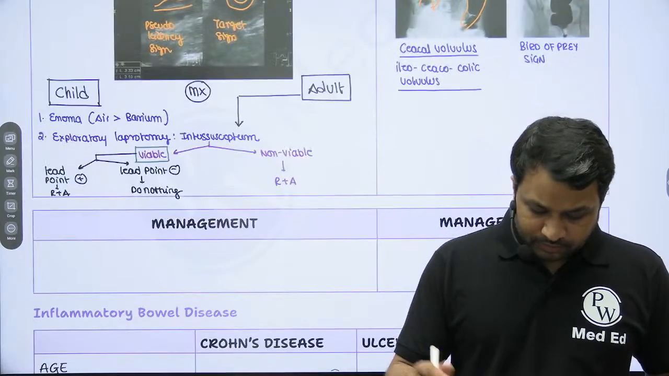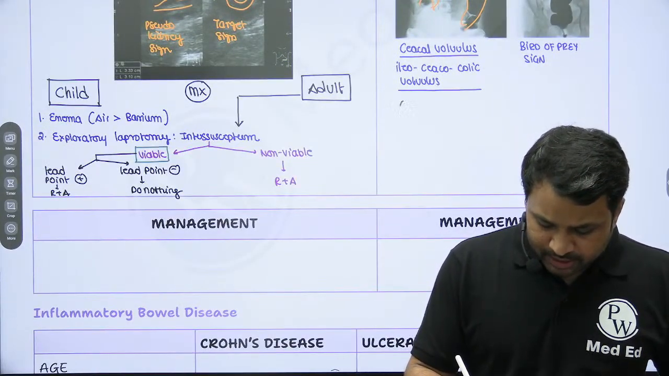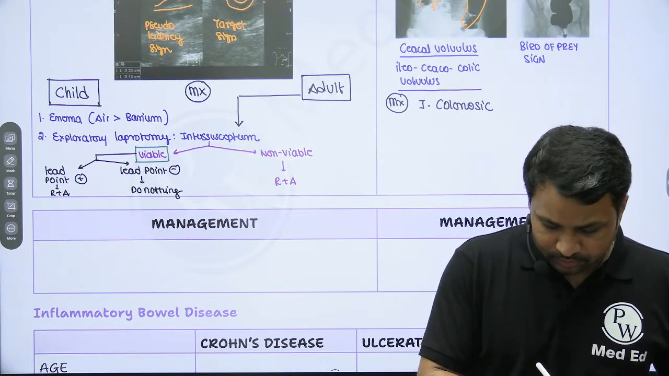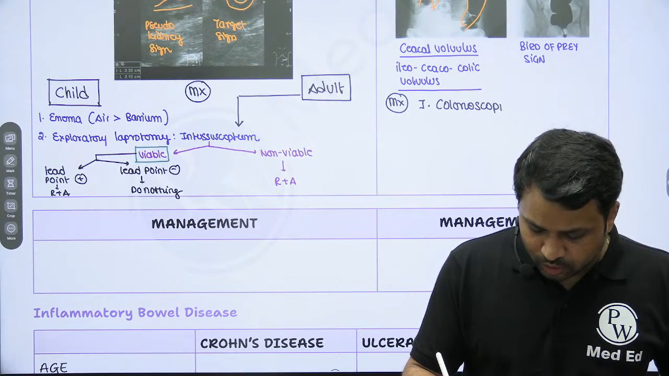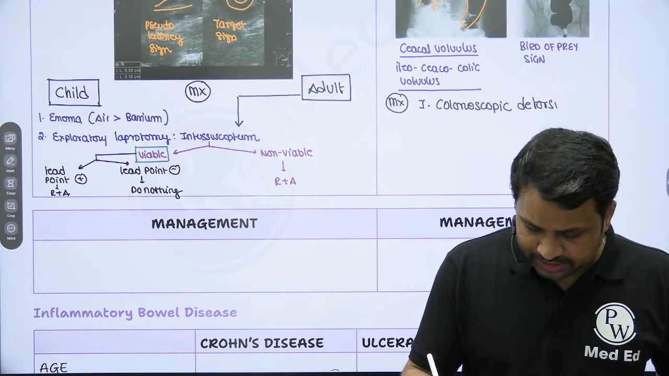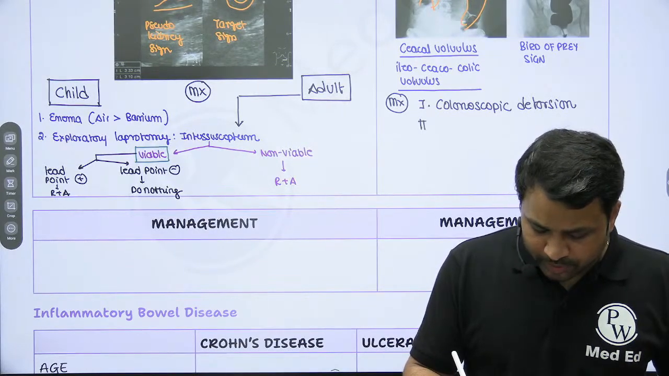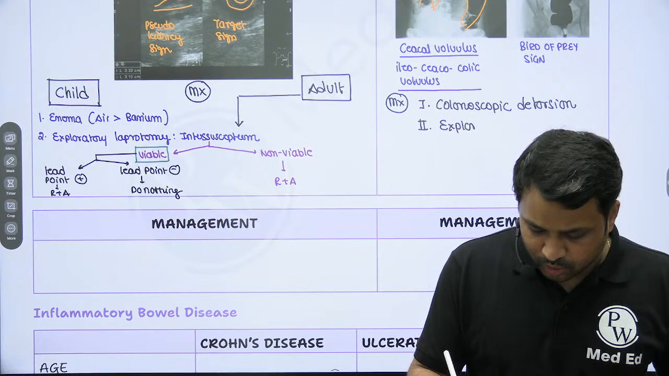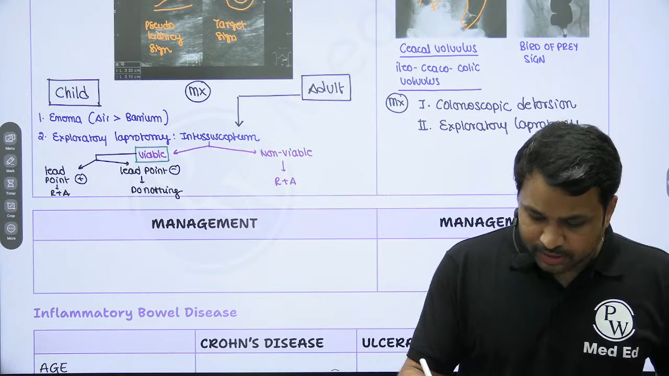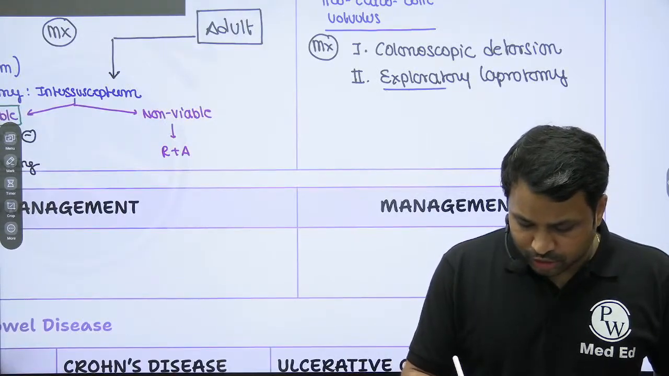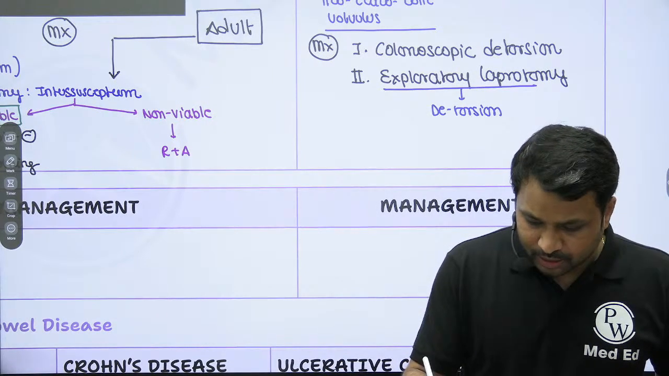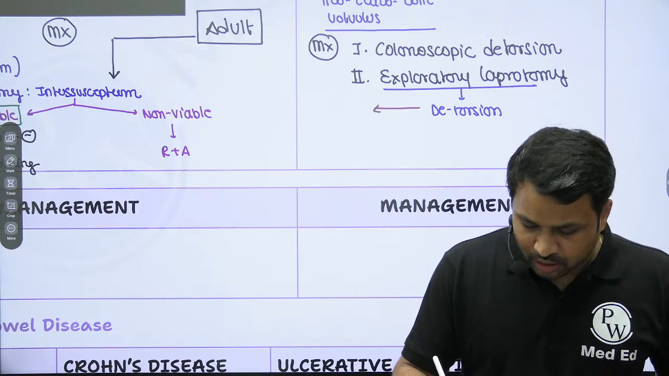Right? Now, in terms of volvulus management, the first line of management is to try a colonoscopic detorsion. If the colonoscopic detorsion fails, take the patient for exploratory laparotomy. Exploratory laparotomy करने के बाद you will do the detorsion of the volvulus, right? So after doing the detorsion, again the question arises, do you have a viable bowel or a non-viable bowel?